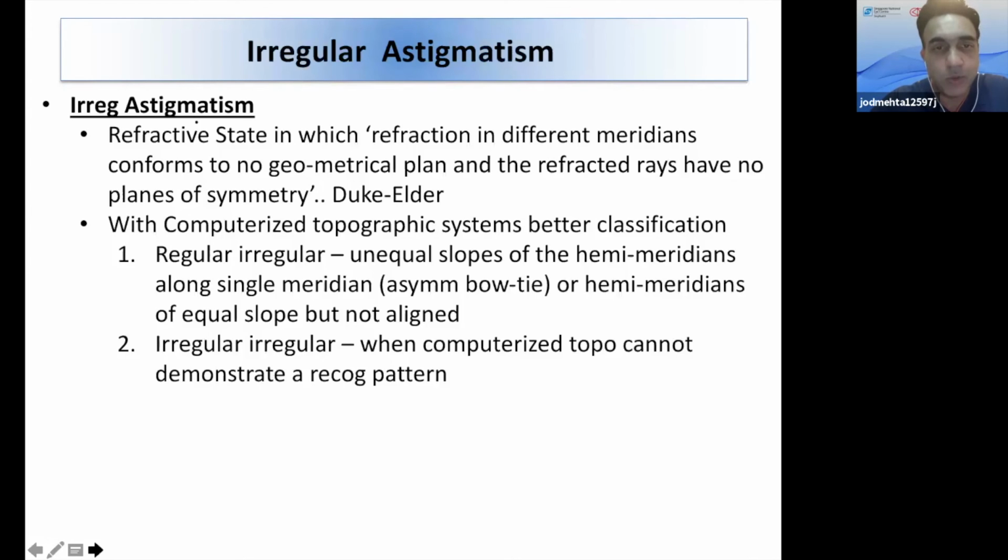When you're looking at irregular astigmatism, it's really important to analyze the hemimeridians with respect to their symmetry or asymmetry, and to see whether they have any form of recognized pattern within the hemimeridians themselves. And all the topographers or tomographers that most of us use these days for refractive surgery will allow you to do this analysis.